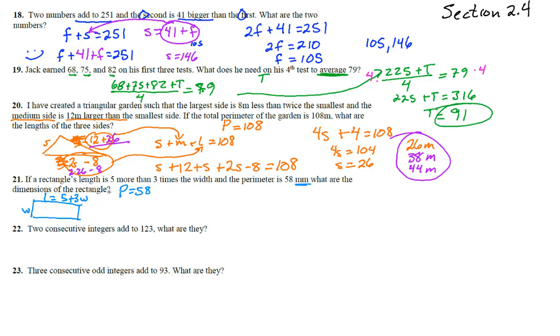Well, do we have a formula? Yeah, this is a shape. We know how to figure perimeter. Perimeter is 2 length plus 2 width. It tells us what the length is right here, and we stick that in. And of course, the 58 goes in the perimeter. So this is our equation. We get 58 equals 2 times the entire length, which is 5 plus 3w, plus 2w.